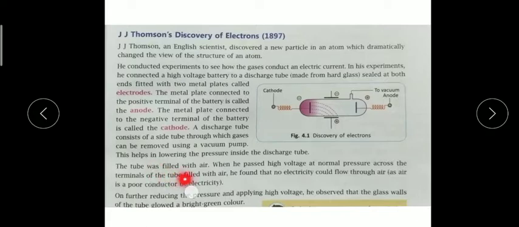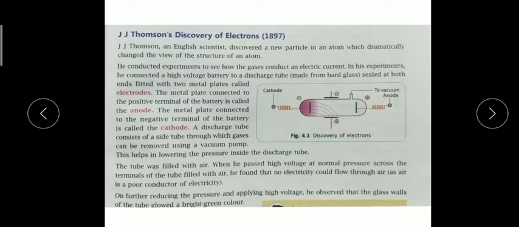So the tube was filled with air. When he passed the high voltage at normal pressure, he found that there was no electricity. So he performed this experiment by selecting different temperatures and different pressures, so that he could see the changes occurring inside the discharge tube.